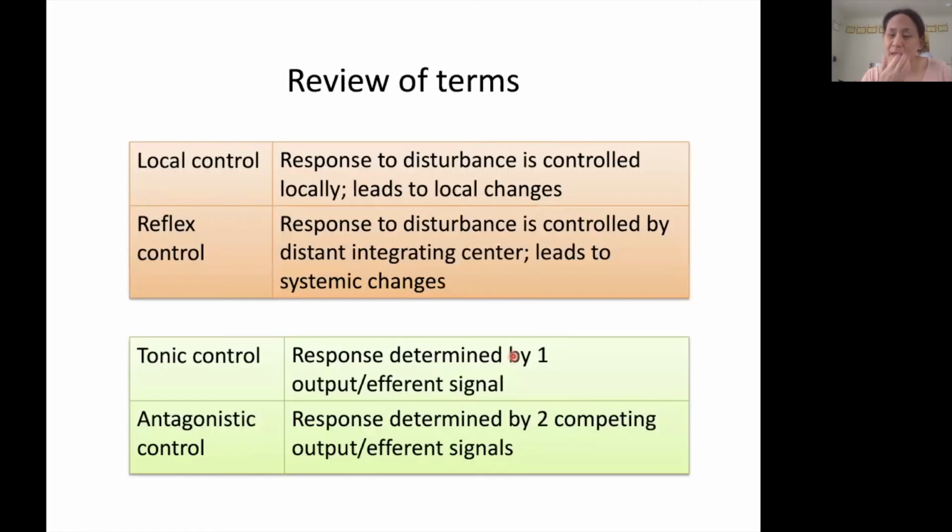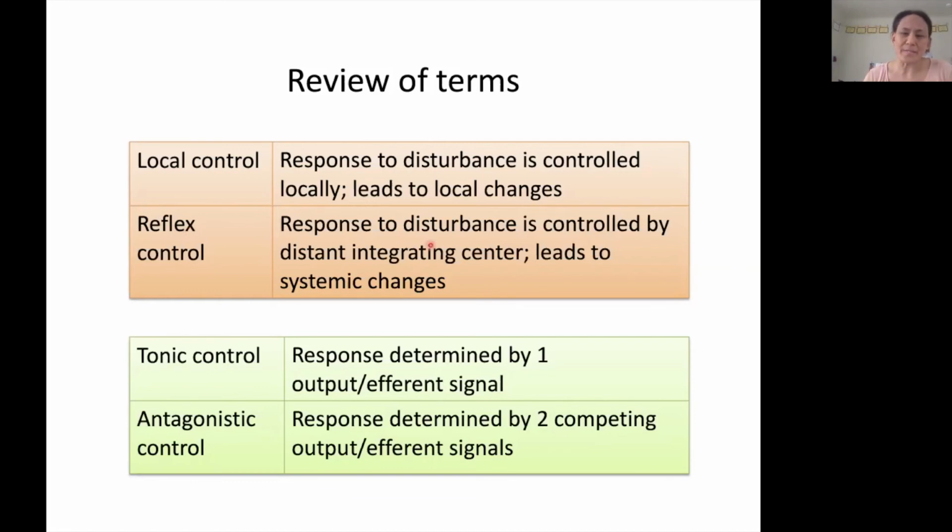That basically wraps up this part of the lecture, more or less, just to give you a summary of what we have gone over with control of homeostasis. We have local versus reflex control up here. In local control, the response to a disturbance is controlled locally and it leads to local changes, so everything happens all in one place. In reflex control, the response to a disturbance is controlled by a distant integrating center, and generally in the human body, that's going to be either the nervous system or the endocrine system, okay?